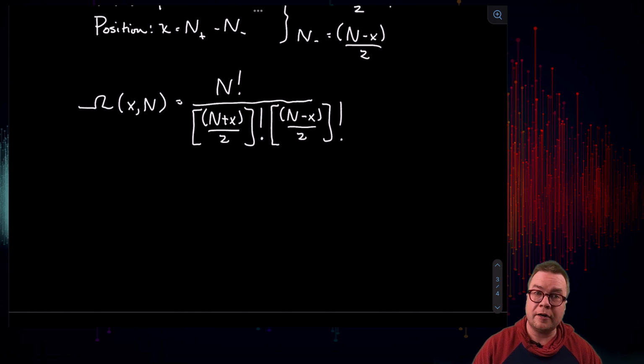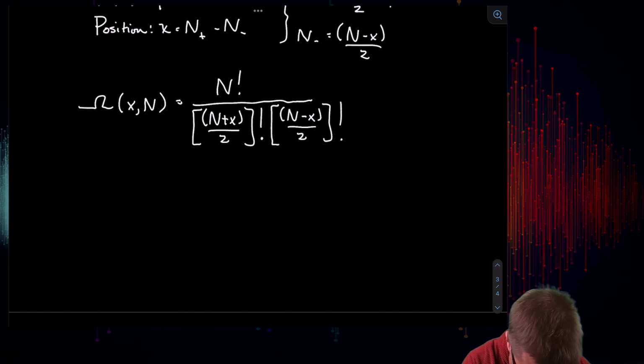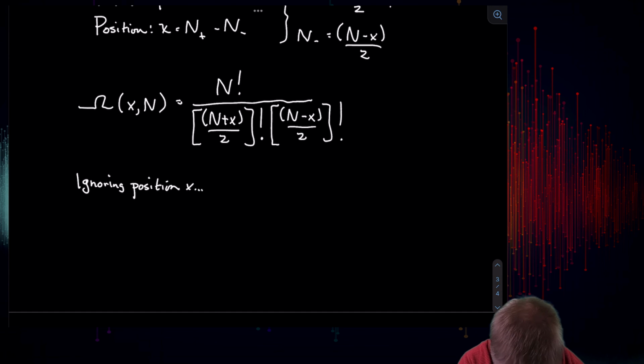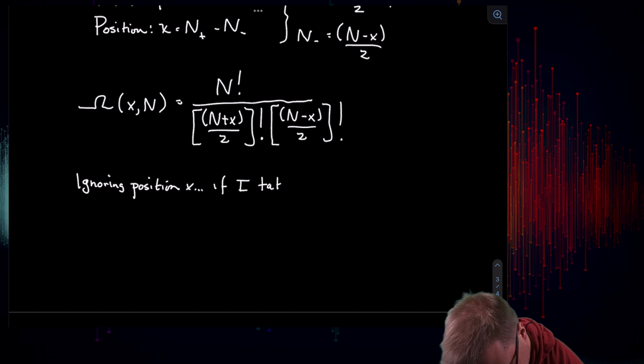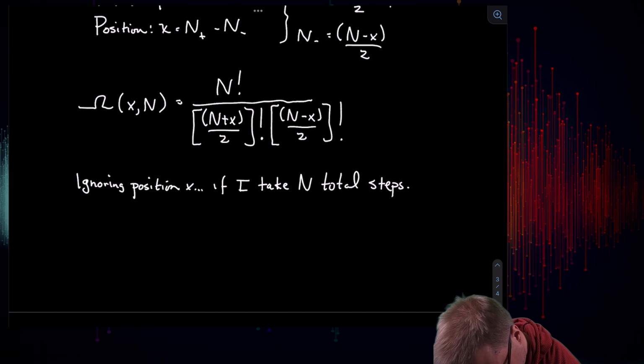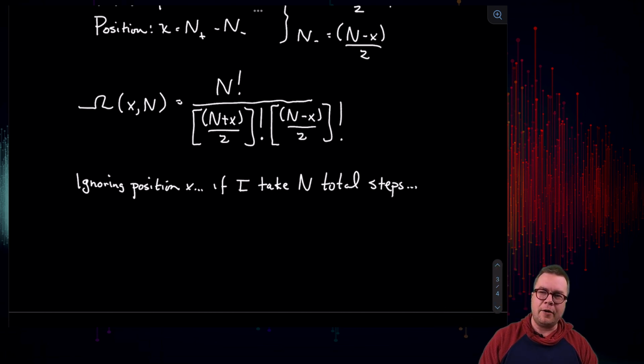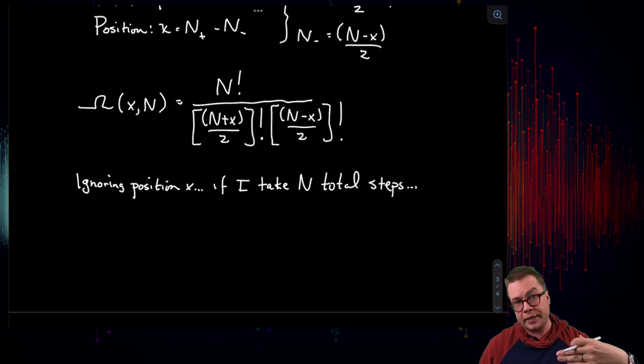And now what's the total number of independent steps that we can take? So ignoring position, if I take n total steps, how many different ways can I do that? How many possible unique walks are there? Unique trajectories, unique combinations of moving up or moving down? How many unique ways exist after I've taken a total of capital N steps?